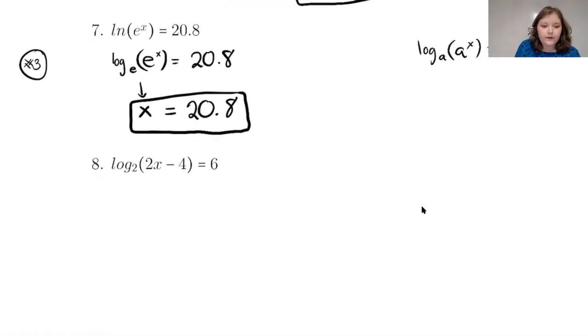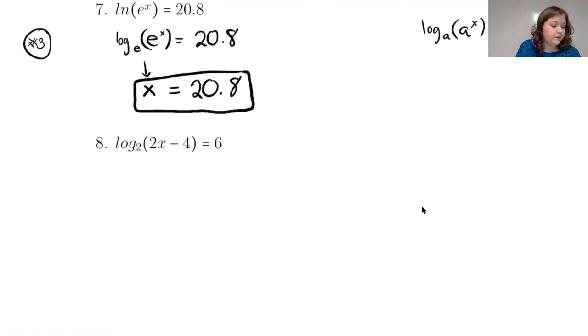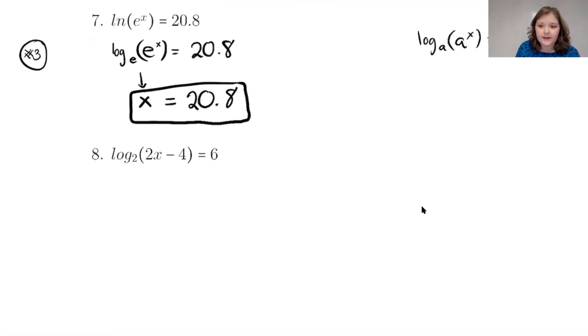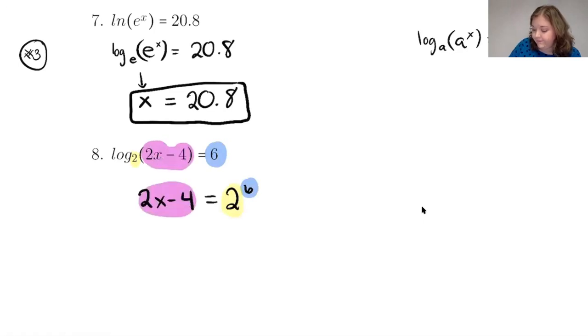All right. So now, number 8, we will have to rewrite this one in its exponential equation form. And so in this case, we'll write 2x minus 4 equals 2 to the 6th. And so our power becomes 6. Our base is 2, and then the argument goes by itself on this side.